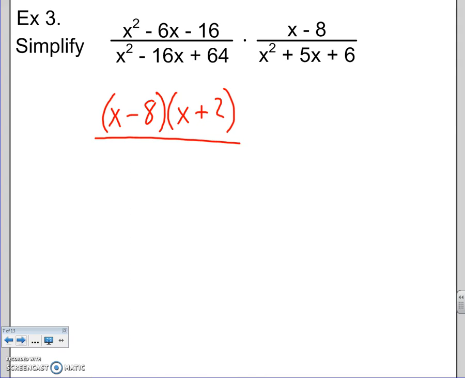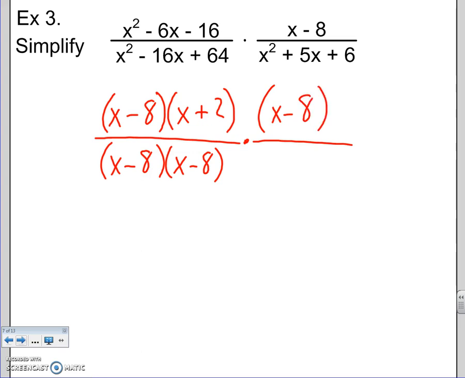If I factor the bottom, that gives me x minus 8 times x minus 8. You could just write x minus 8 squared, but I'll leave it like that. For this other side, x minus 8 in parentheses, and down there, let's see, 2 and 3 can make 5. So 2 and 3, positives for both.